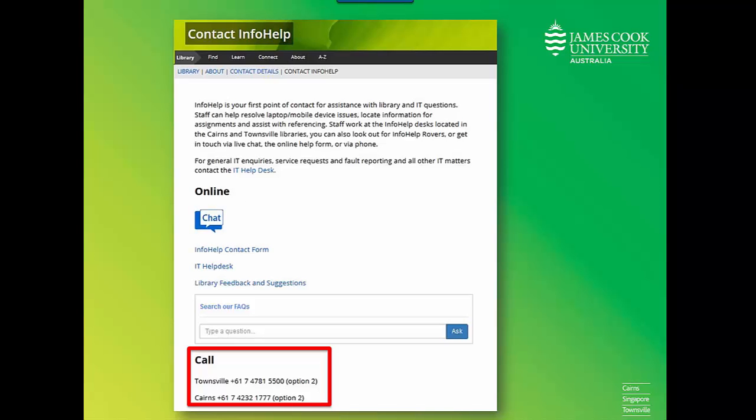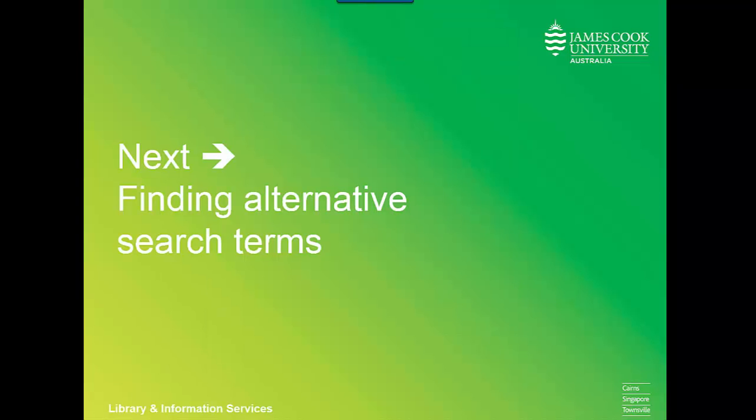Next, we will look at how to find alternative search terms.